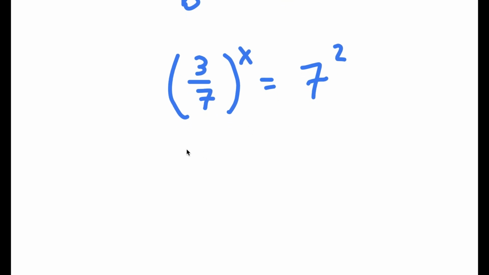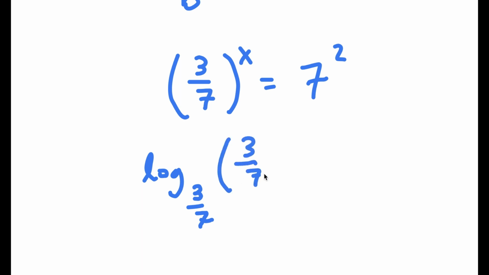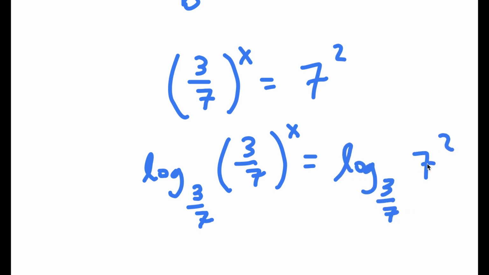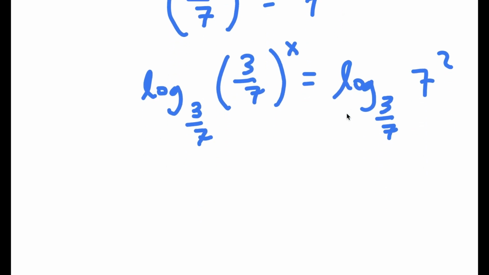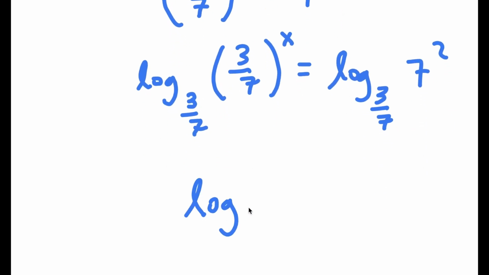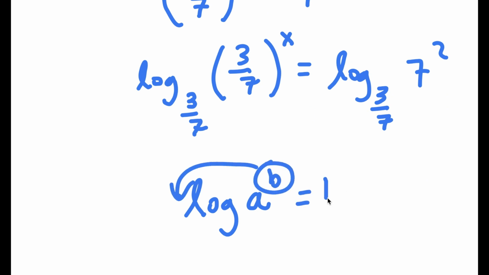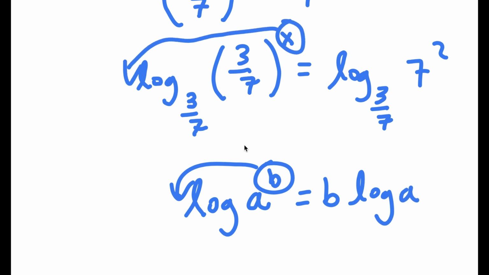Now, I'm going to take the log of base 3 over 7 on both sides. So now I have log base 3 over 7 of 3 over 7 to the power of x is equal to log base 3 over 7 of 7 squared. Now, if I have something in the form log a to the power of b, I can simply move this exponent b to the front. So this can equal b times log a. So in this case, I have x as my exponent, so I can move it to the front.